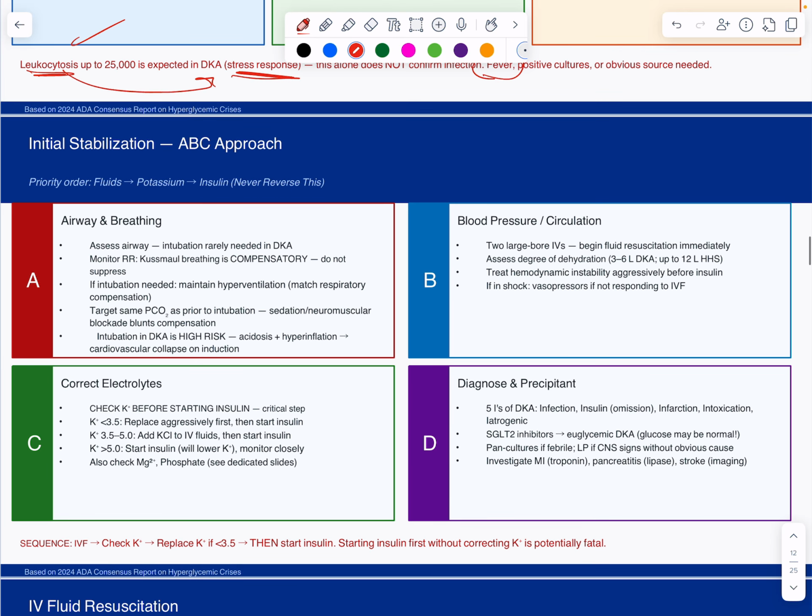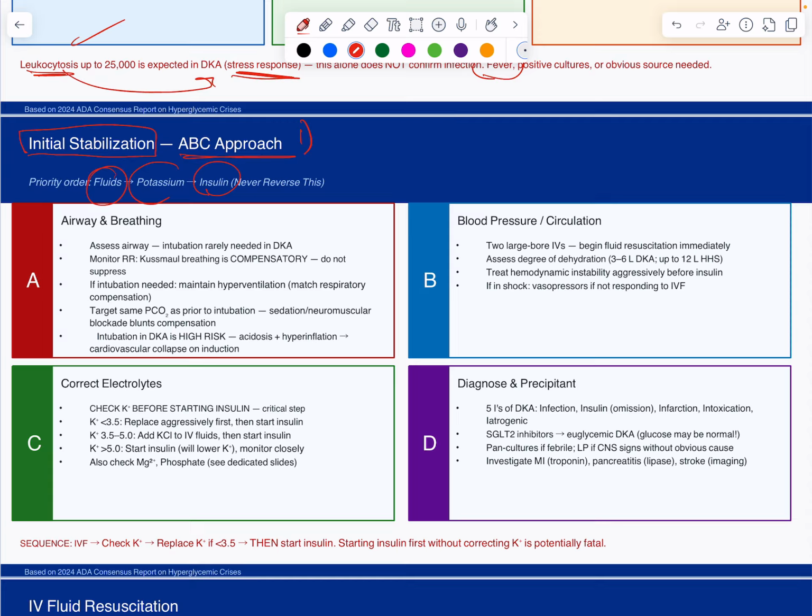So again, as any emergency, because we agreed DKA and the HHS are emergencies, in any emergency, the most important step is the initial stabilization, which is the ABC approach: airway, breathing, and circulation. So this will come first, then priority of the orders that will manage the patient: IV fluid comes first. Then we check the potassium. Depending on the potassium, we see if we'll start insulin first or we can replete potassium first.